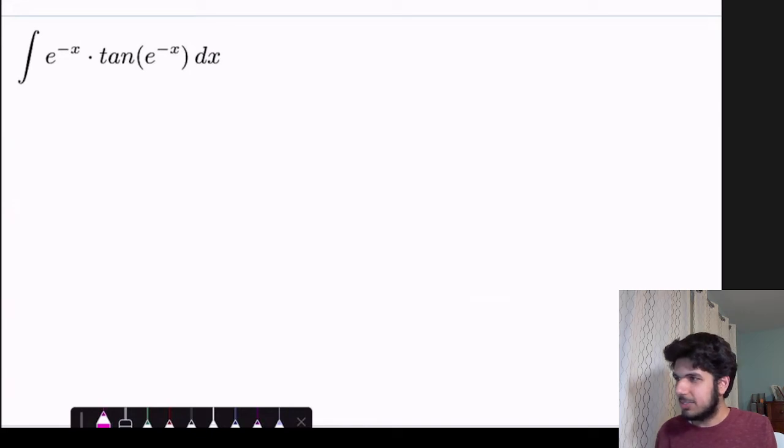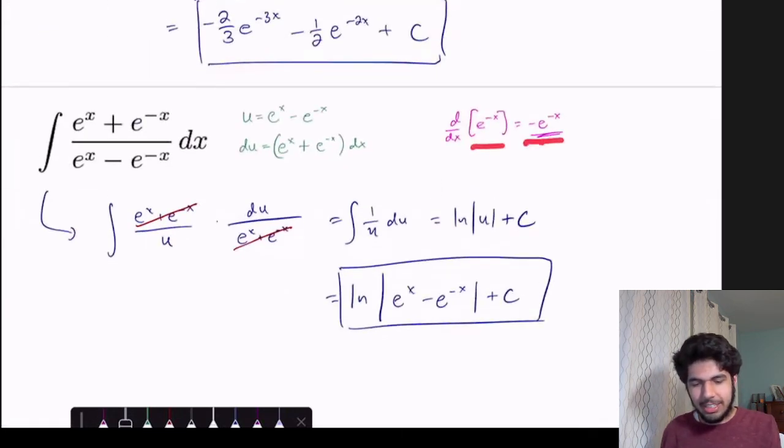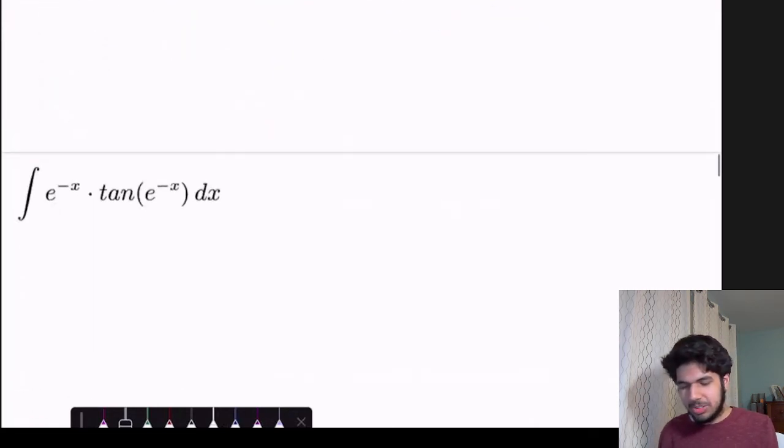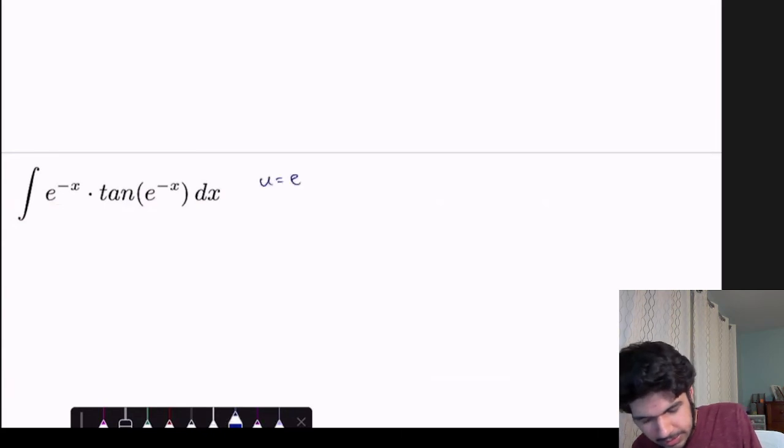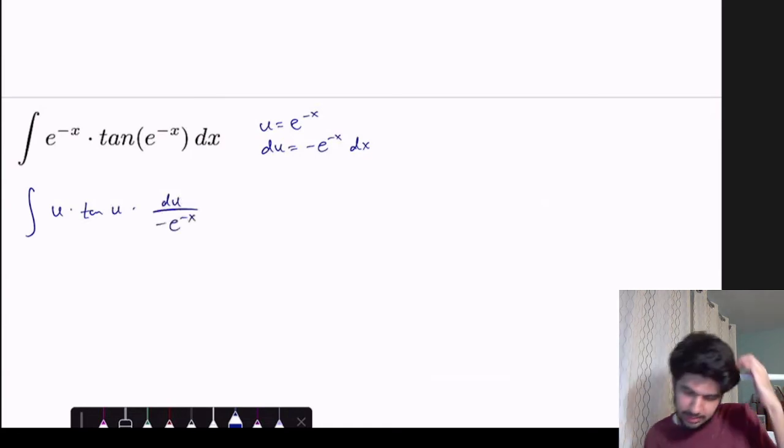So here we have this question. And, well, we just saw what the derivative of e to the negative x was, right? Like this e to the negative x kind of carried through. So maybe choosing, in this case, e to the negative x as u would work out because we can do maybe some cancellation. So let's do that. U equals e to the negative x. We just said the derivative is negative e to the negative x. So let's rewrite this. U times tangent of u times du over negative e to the negative x.